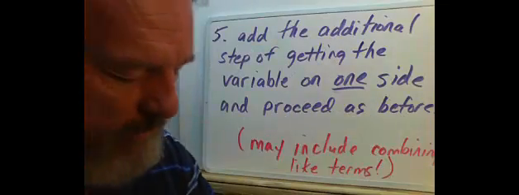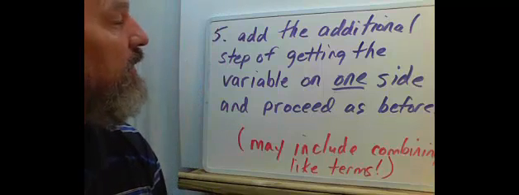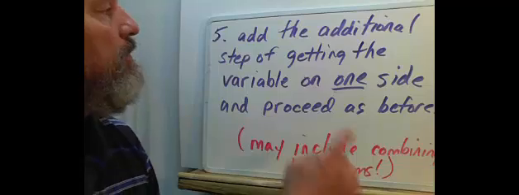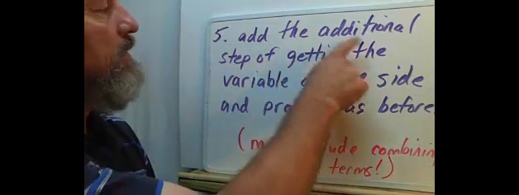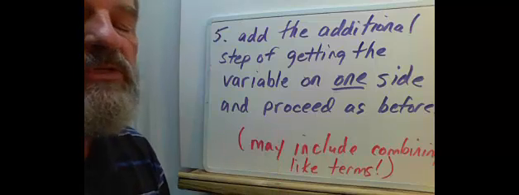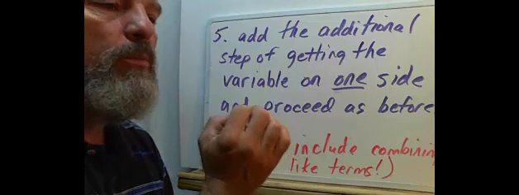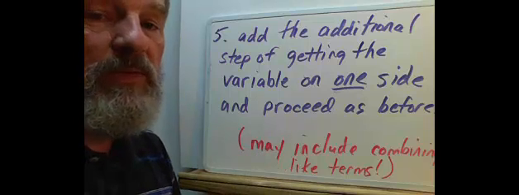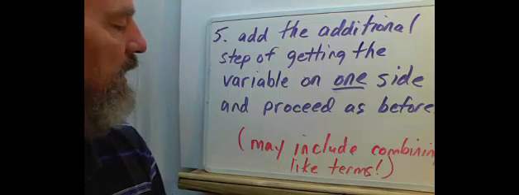And lastly, problem number 5, essential question. The key thing to remember is that when you have variables on both sides, it's all about you add one more step. Add the additional step of getting the variable on one side and then proceed as before. Once you get it to the point where there's only one variable on one side of the equation, you have the same type of thing you've been doing for quite some time now.